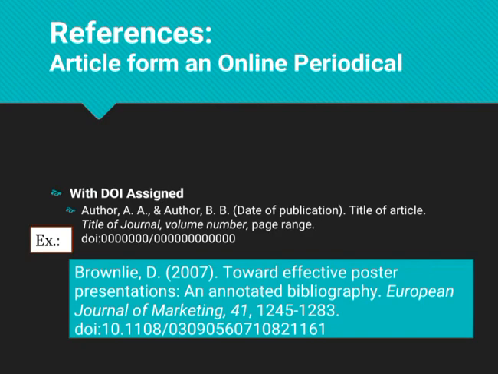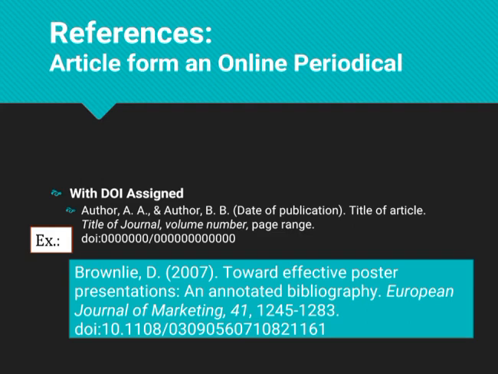Then the second is an article from an online periodical with a DOI assigned. DOI is basically a digital object identifier. So we write authors' last names, date of publication, title of article, title of journal, volume number, page range, and then the DOI. So we have Brownell, D. in 2007, Towards effective poster presentations: an annotated bibliography. The annotated bibliography is part of the title of the article.